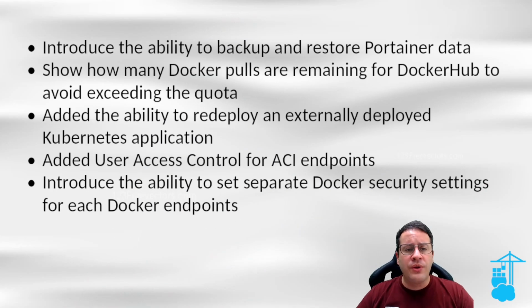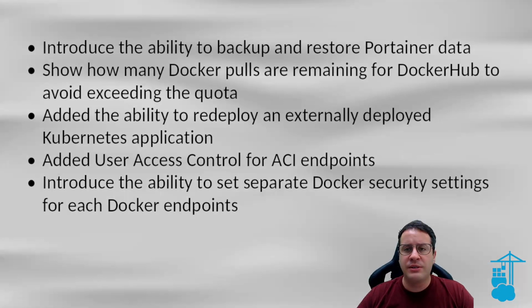2.5.1, starting with the ability to do backups and restore these backups into Portainer instances that you can actually use to also port Portainer to new instances, if you want to migrate your Portainer to a new machine or to a new type of deployment. That could be Docker or Kubernetes. Show how many Docker pulls you have available if you're logging into Docker Hub as an anonymous user. Redeploy externally deployed Kubernetes applications, add user access control for ACI endpoints, and introduce the ability to separate Docker security settings for each Docker endpoint.